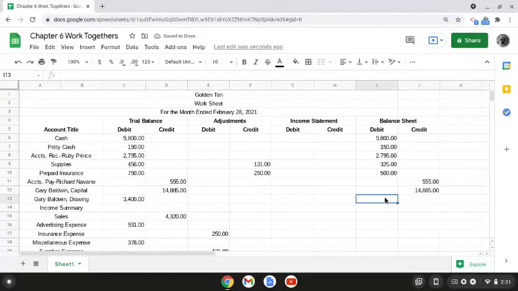For Gary Baldwin Drawing, this account was listed in the trial balance debit column as an amount of $3,400. So we are going to transfer this number over to the balance sheet debit column.